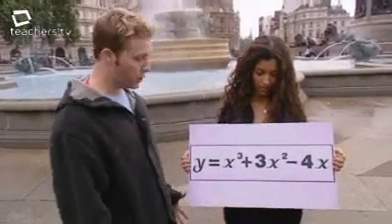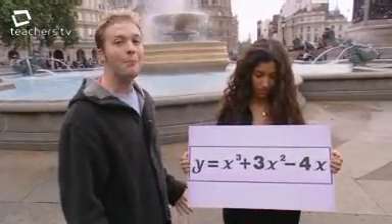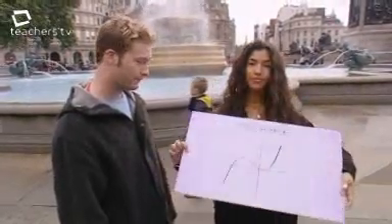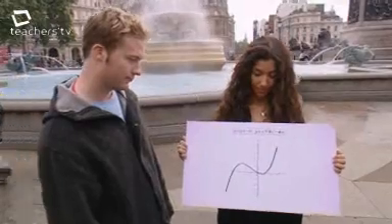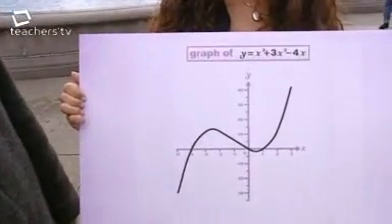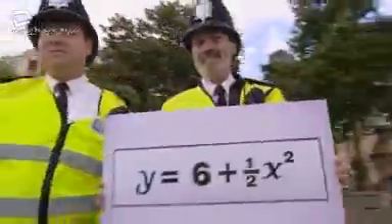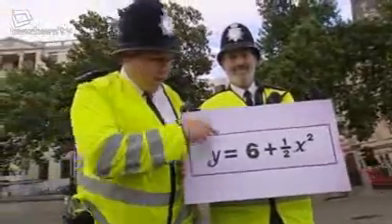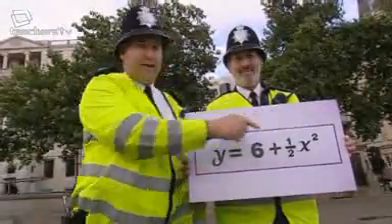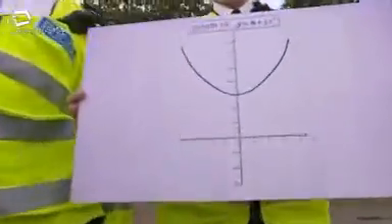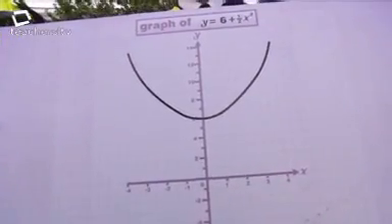y equals x cubed plus 3x squared minus 4x. The highest power of x is 3, not 2. It's not a parabola, not a quadratic. y equals 6 plus a half x squared. At last, there's an x squared. It's a parabola. Definitely a quadratic.